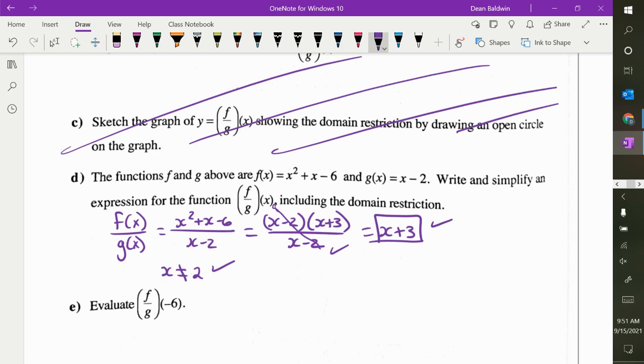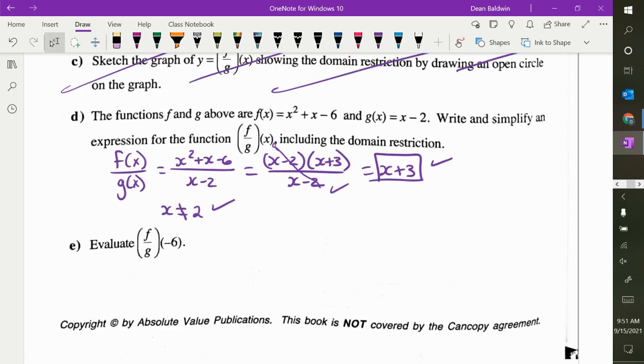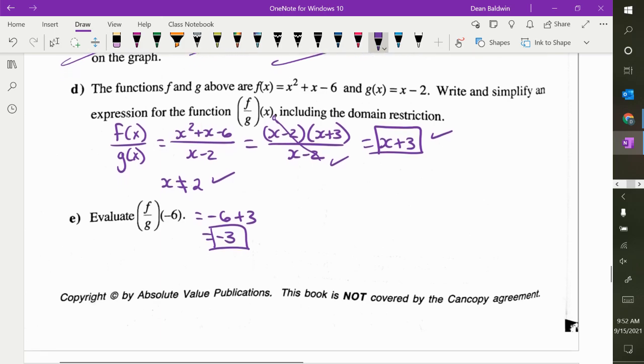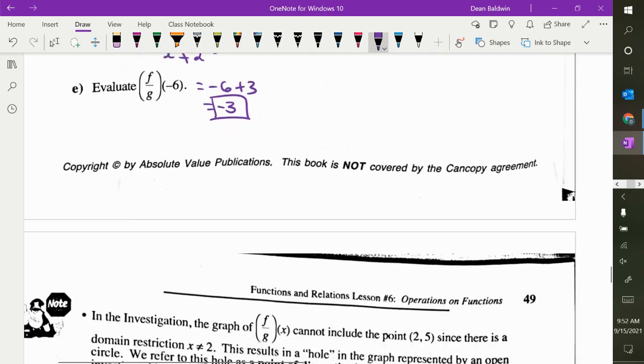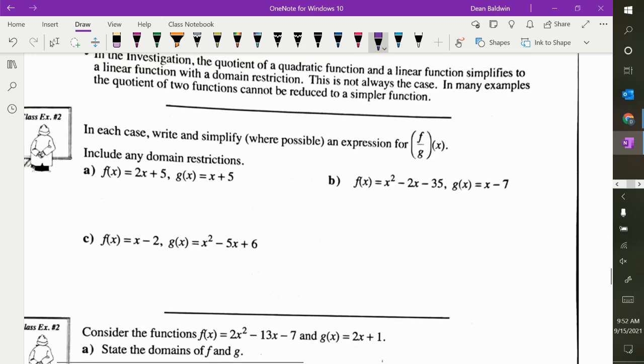So, now, what if I said, what is f over g of negative 6? What is the shortcut, easy way to do this? Put negative 6 into the x plus 3. Is negative 3. Is that okay? Going once, going twice. Here we go. All right.